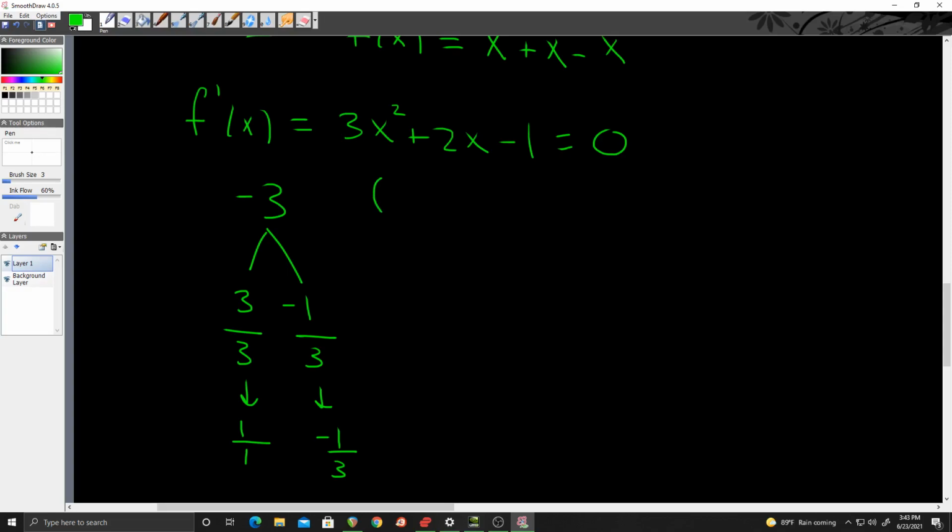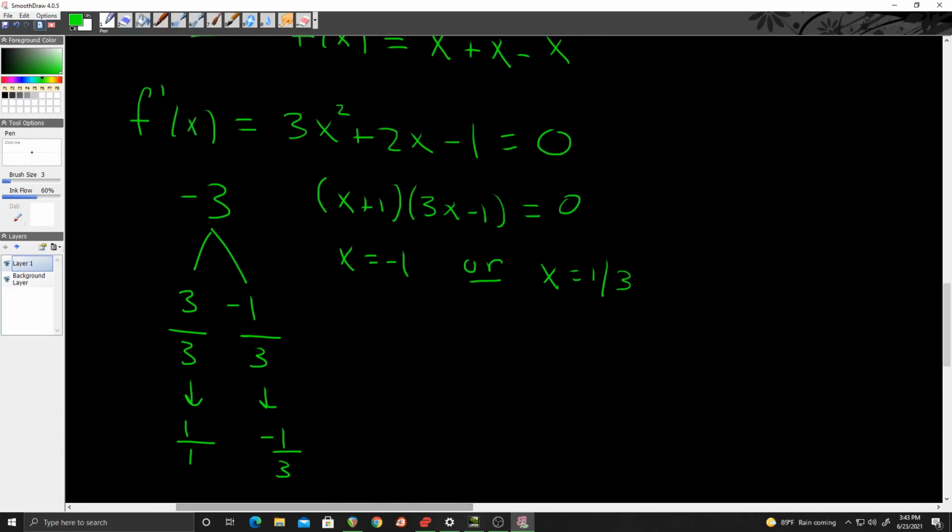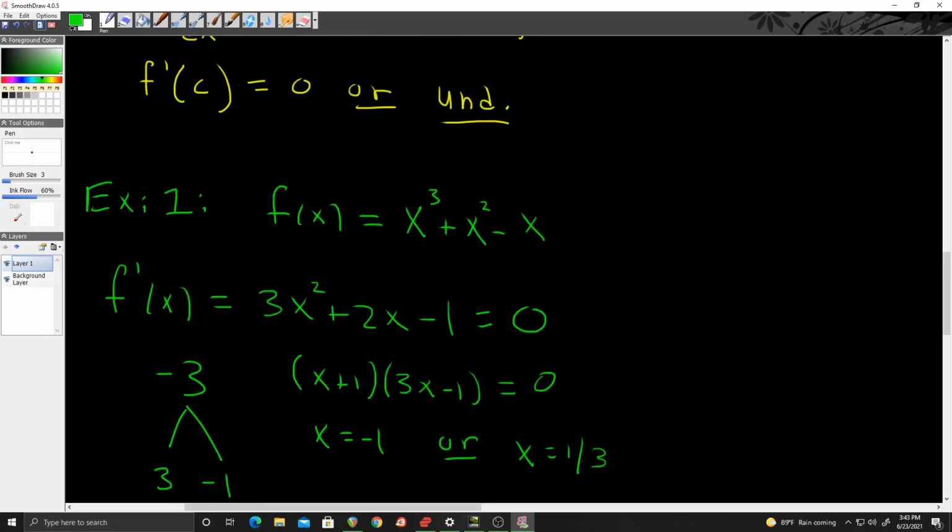What are we left with? We're left with x plus 1 and then 3x minus 1 equals 0. This gives us two solutions. One solution, x equals negative 1, or add 1 divided by 3, x equals 1/3. So these are our two critical numbers, all right? And now, again, we're trying to find maxes and mins, okay? Maybe I should write that. We're trying to find maxes and mins, people.